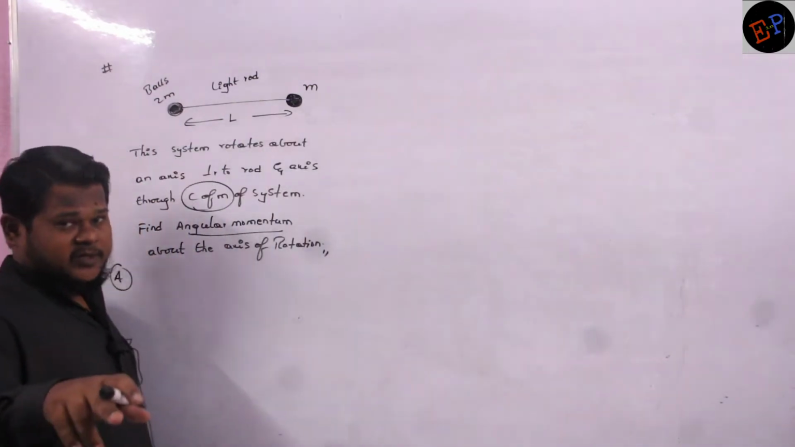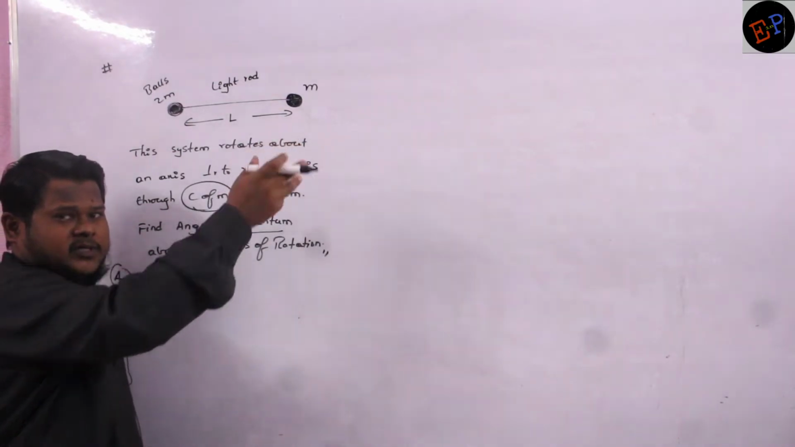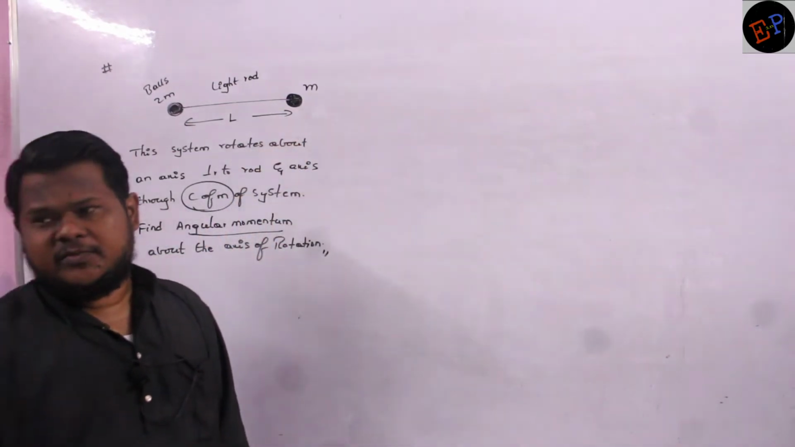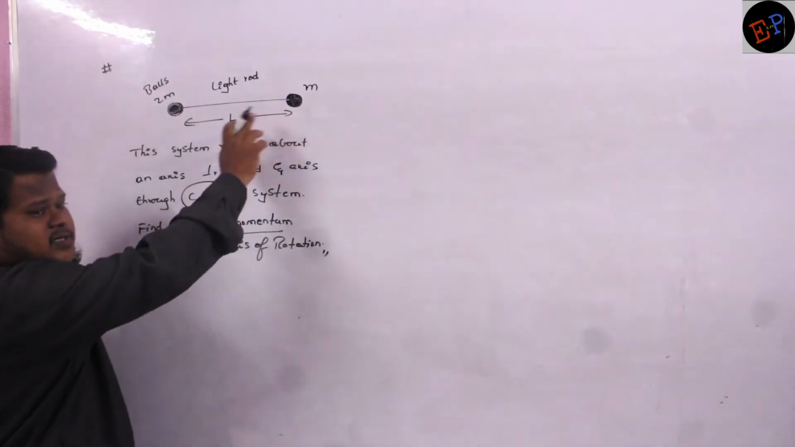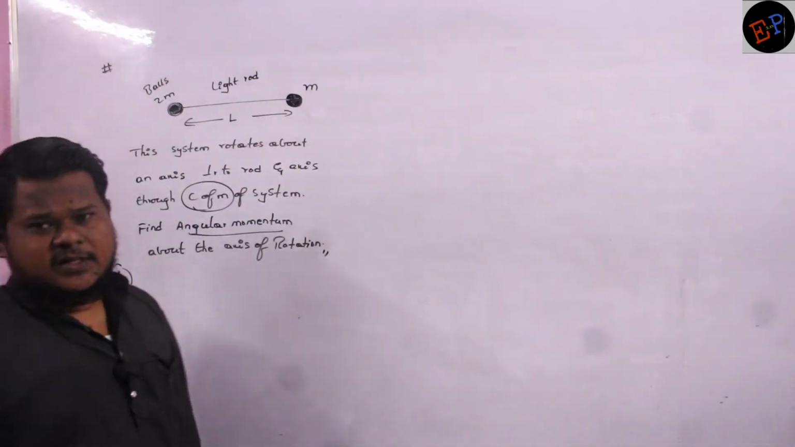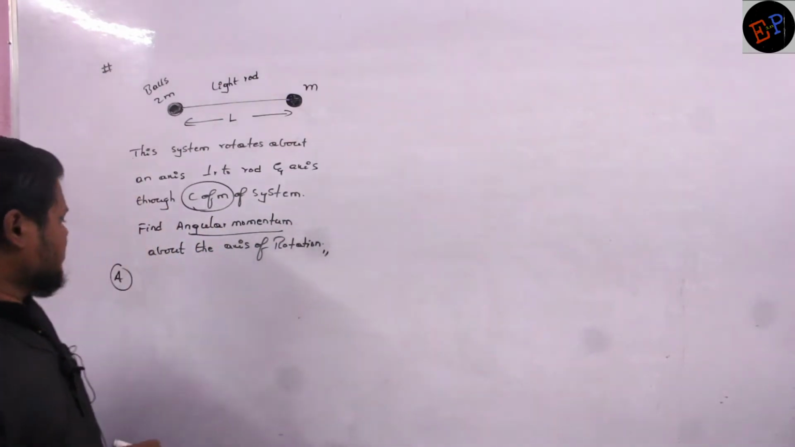Near to the heavier body, and it must lie on this line only. Clear, no ma? That's what we have studied in the two particle system now. For a two particle system, the center of mass must lie on the line which is joining these two masses, and it should be closer to the heavier mass. Okay. Then what is the formula?